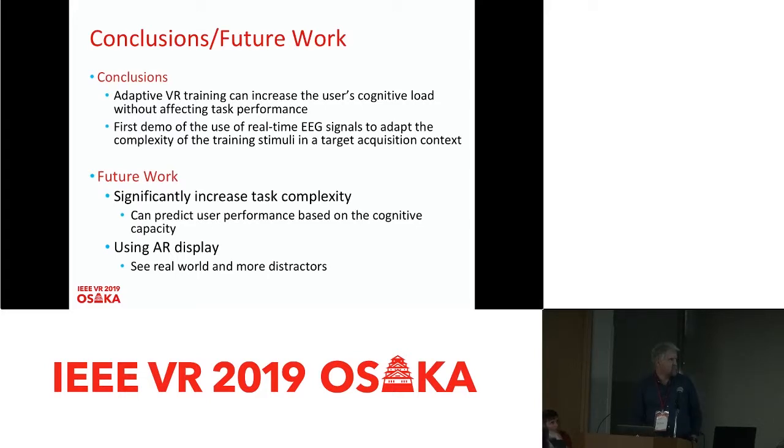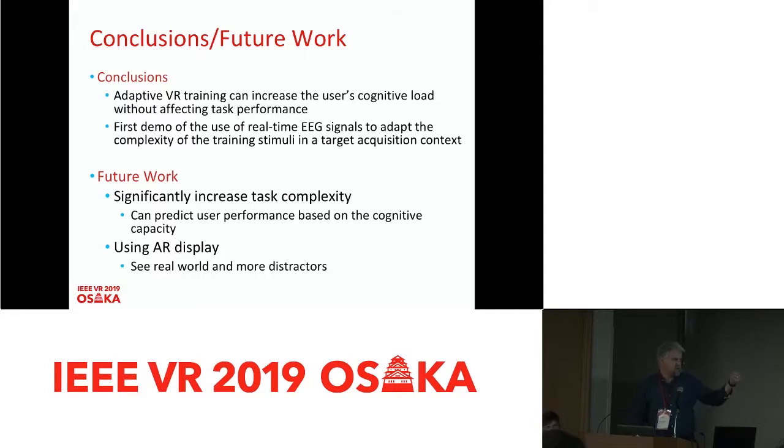So just to wrap up, what we've shown with this is that we can use an adaptive VR training to increase people's cognitive load. After each short trial, we changed the training complexity based on their feedback. So that was able to maintain a high cognitive load. And we also completed the first demo of using the real-time signals to produce more complexity. But there's a lot more work we can do in this space.